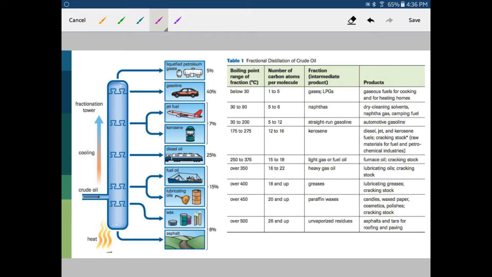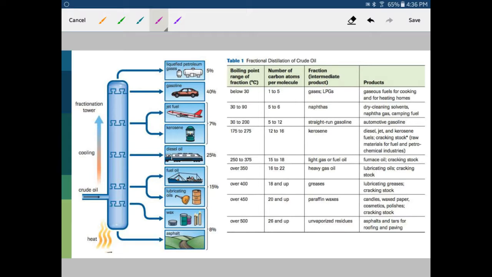LPGs are, again, that liquid petroleum gases. Okay, and we see condensation, obviously, that would happen there. So again, we heat it at the bottom. Our heaviest things stay towards the bottom, like our asphalt, our waxes, our oils. Then as we get up higher, we get kerosene and jet fuel, gasoline, and lighter products towards the top.